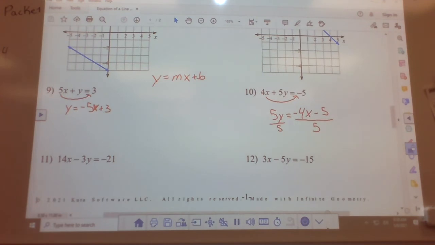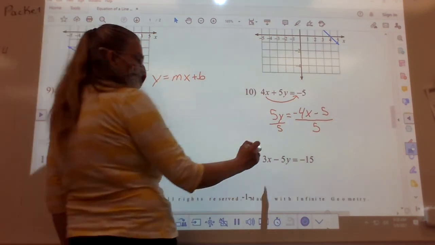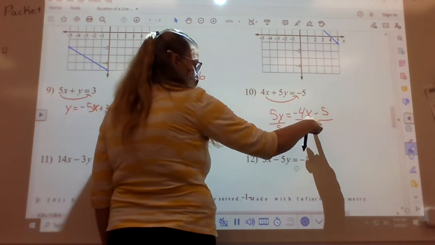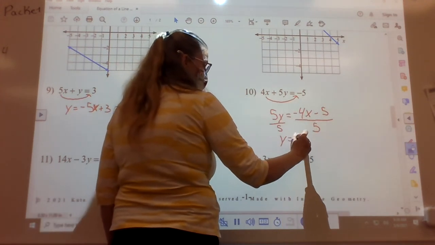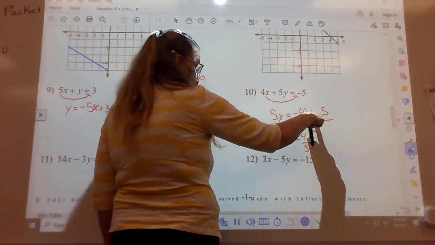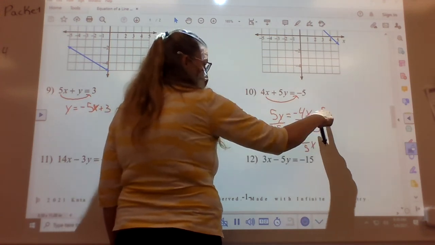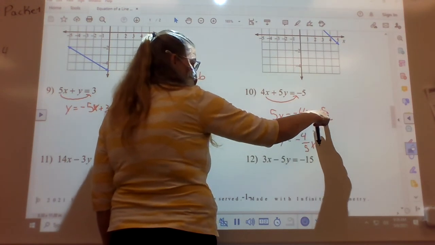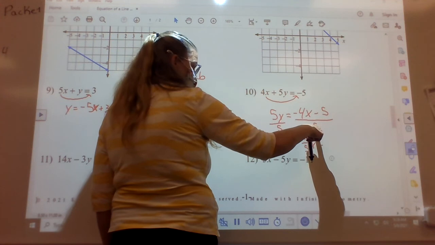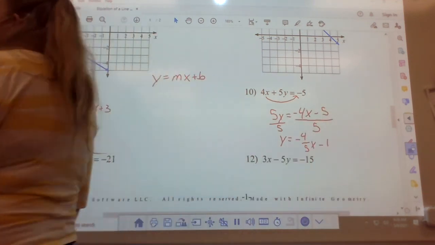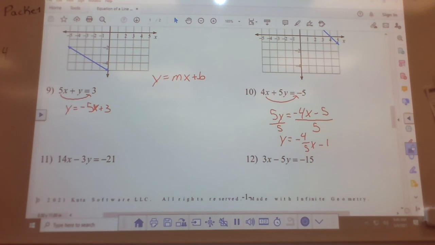So in front, the 5's cancel, which is the entire reason we did that. So y equals negative 4 over 5x. I still have a negative here. 5 over 5. Most of these will just divide evenly, but if they don't divide evenly, just leave them as a fraction. But in this case, 5 over 5 is 1. So a lot of them will just give you a number there. But if you get something like 2 over 5, just leave it 2 over 5.